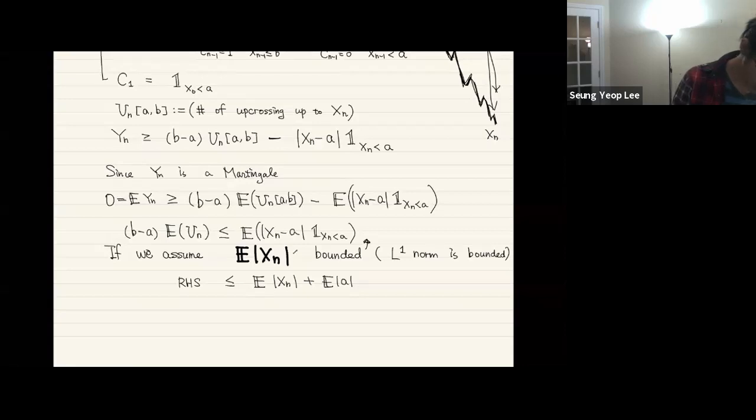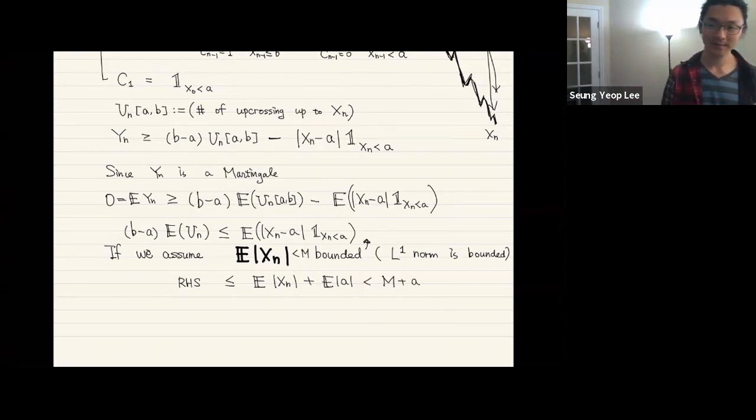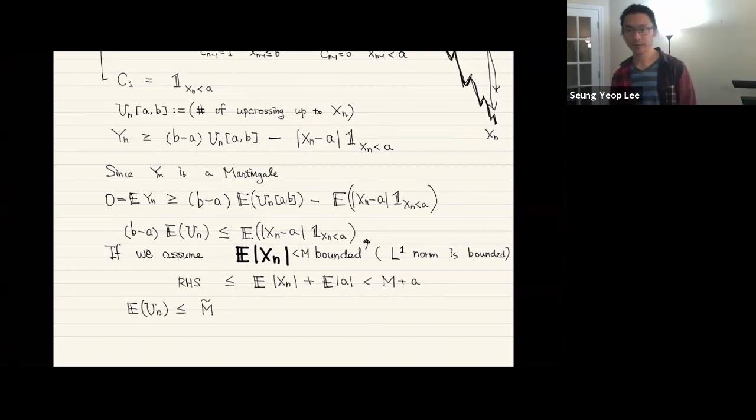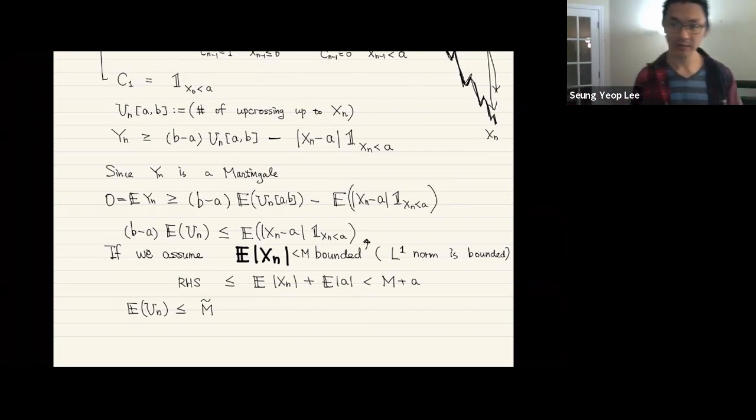So let's say this is bounded by some number, plus a, which is again another number. Which means b minus a times the expectation of the number of upcrossings is bounded by some number, right? Because it's M plus a divided by b minus a. So anyway, some number, M tilde, a finite number.